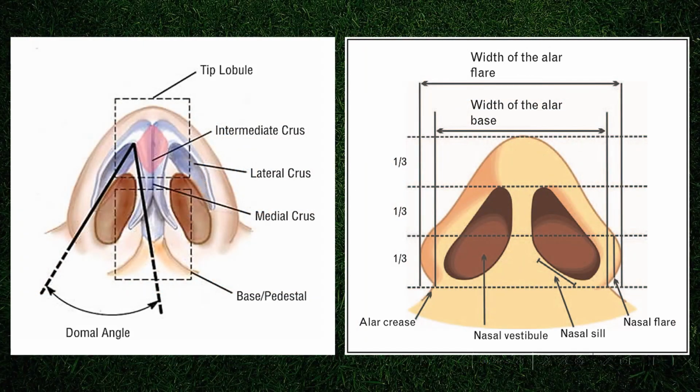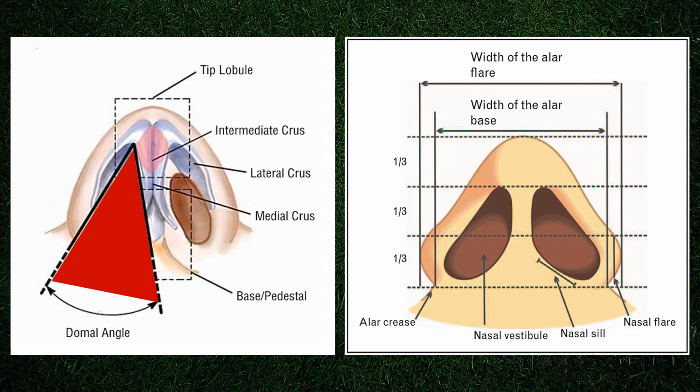The nasal base can be divided into the tip lobule and base or pedestal. The base consists of the medial crura as they meet the posterior septal angle. Assessing the nasal base includes an analysis of the undersurface of the nasal tip, the alar rims, and the columella. The ideal shape of the nasal base should generally fall within the shape of a soft triangle when viewed proximally, with the nostrils comprising 2/3 of the height.